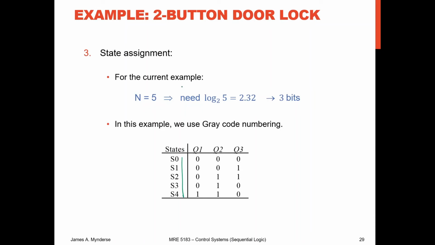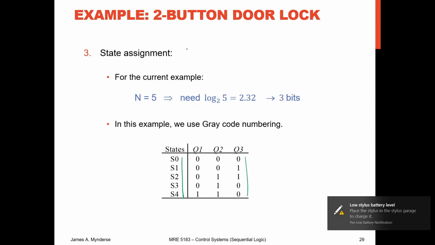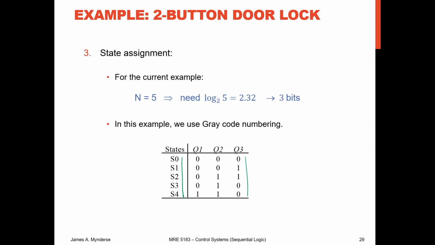If I write this out in gray code, there are some combinations of Q1, Q2, Q3. Q1, Q2, Q3 are the bits that make up my state representations. So each of my states has a name and a bit combination, and the bit combination is what I'm going to need for implementation.